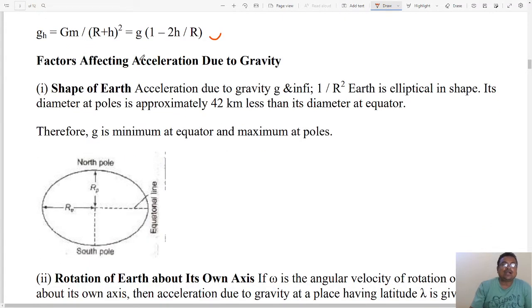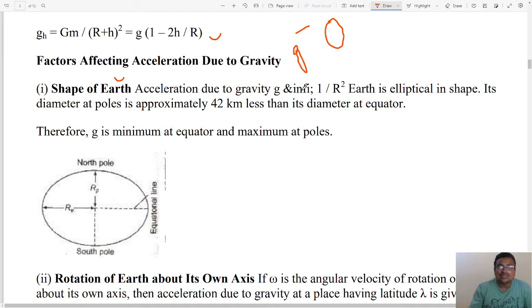Now, the factors affecting the acceleration due to gravity, whether capital G or small g. My dear friends, it is small g. Now, you know very well what is the shape of the earth. Earlier, they were thinking it is flat. Next, they said it is a circle. Now it is an oval shape. The shape of the earth is oval, that is elliptical.